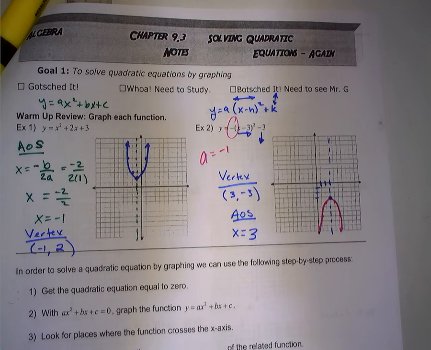Example 1, we asked you to get the axis of symmetry first, plug that in to get the vertex. Example 2, we got the vertex. Now you should be able to find the axis of symmetry and graph the rest of it. Just be careful with A values. A is going to stretch it or flip it if it's negative. Okay, so that's great review from 9.1 and 9.2. Do you guys have any questions on that?